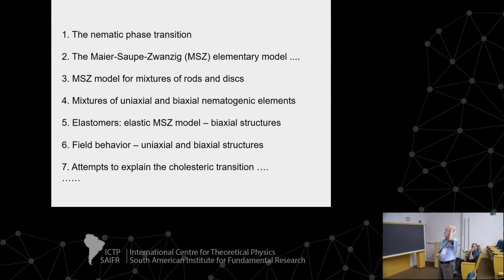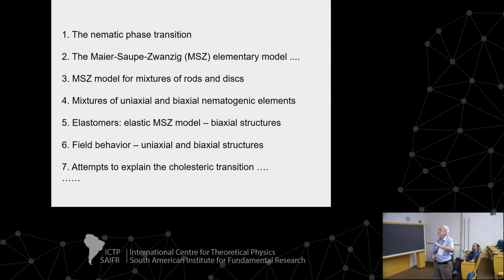And one of the first problems that we have looked at is a model of a mixture of rods and disks. By the way, this was inspired by a work of Vera. I learned this from her, okay? And then mixtures of uniaxial and biaxial nematogenic elements.